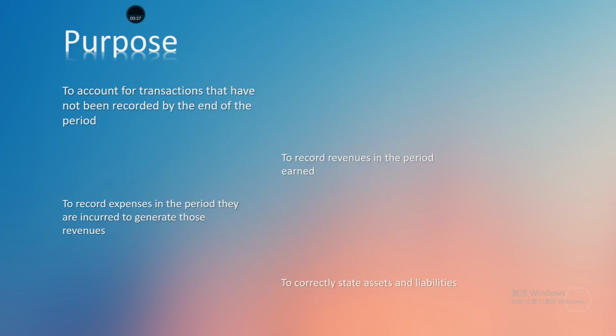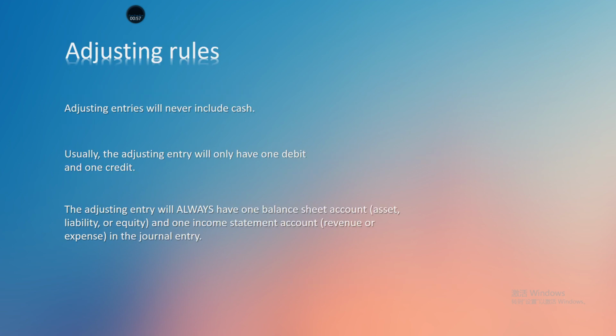The purpose of adjusting entry is to account for transactions that have not been recorded by the end of the period, to record revenue in the period earned, and to record expenses in the period they are incurred to generate those revenues, and to correctly state assets and liabilities.